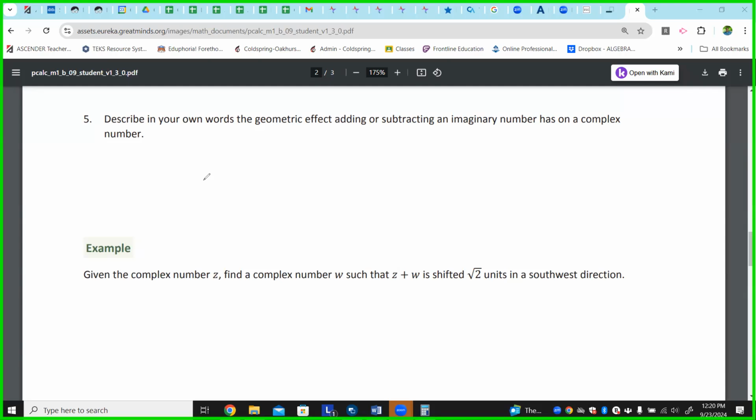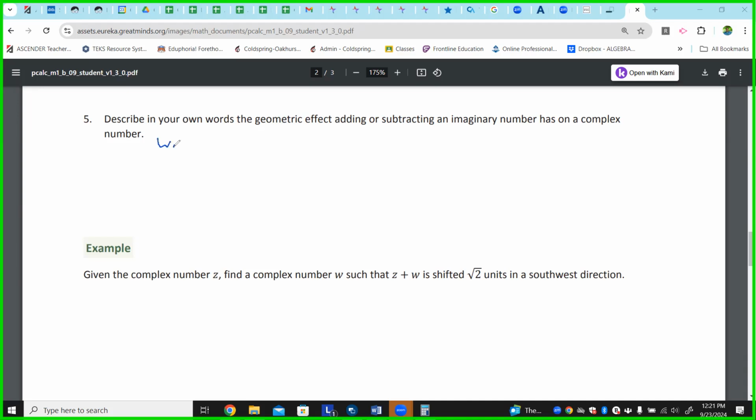Yes, ma'am. All right, do we all have it in words? I'll give you a little more time. All right, so what did we notice when we add or subtract imaginary numbers to a complex number? It shifted it up or down. Very good.